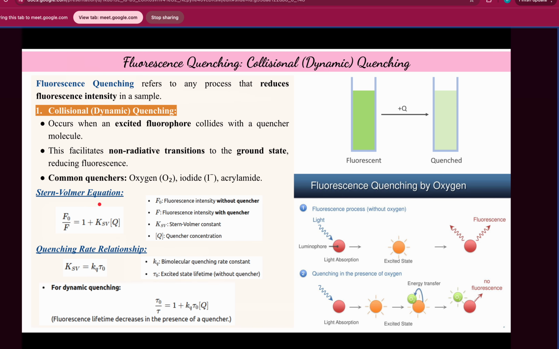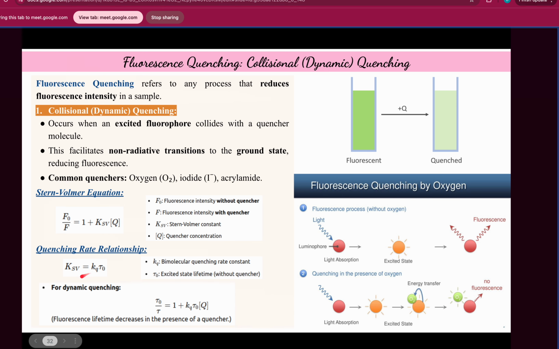Then there is an equation given by Stern-Volmer, which says that F naught by F equals 1 plus KSV Q, where F naught is the fluorescence intensity without quencher, F is the fluorescence intensity with quencher, KSV is the Stern-Volmer constant, and Q is the concentration of quencher. Which means if the concentration of quencher is high, the fluorescence intensity with quencher will be very low, because a strong quencher will not allow light, so no radiation will be emitted.